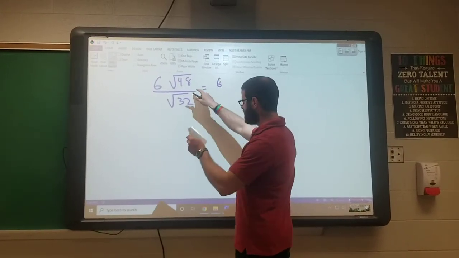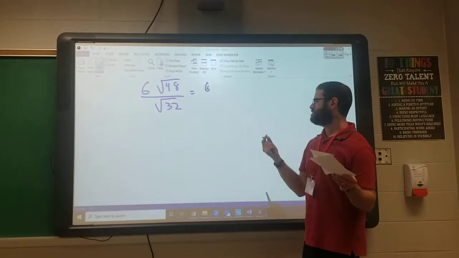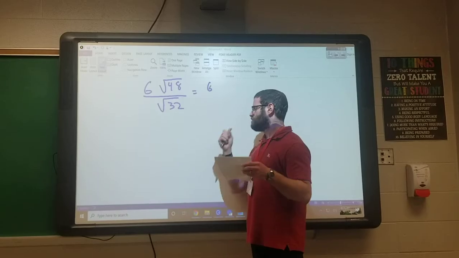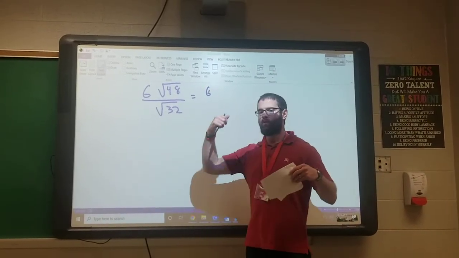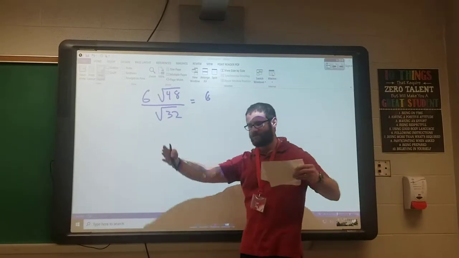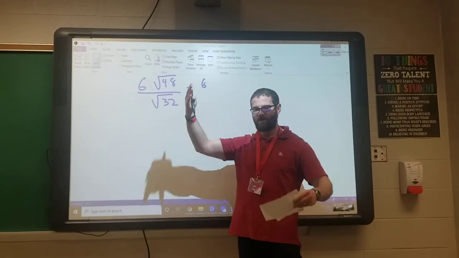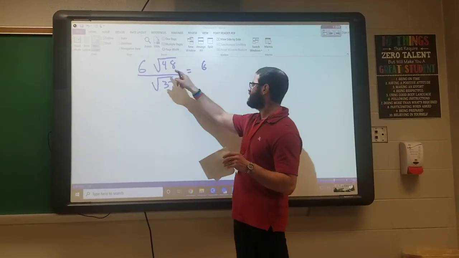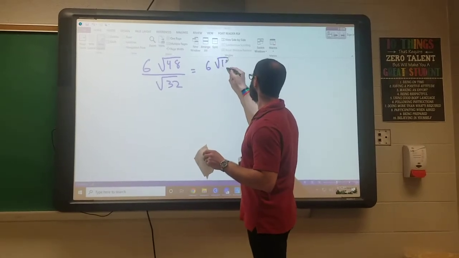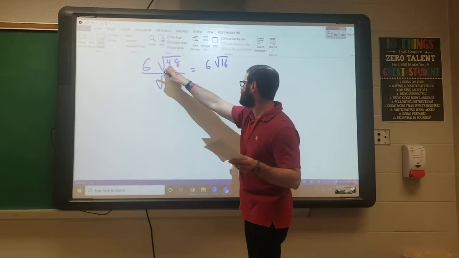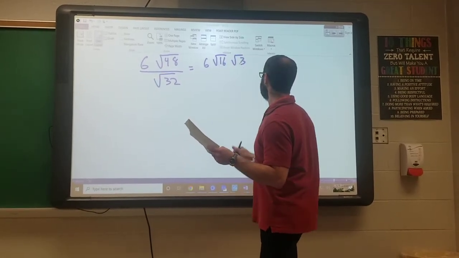So we have 6, then we look at 48. What is the biggest perfect square that goes into 48? Remember, our perfect squares are 1, 4, 9, 16, 25, 36, 49, 64, 81, and so on. The biggest perfect square that goes into 48 is 16. How many times does 16 go into 48? The answer is 3, so we split that up into square root of 16, square root of 3.